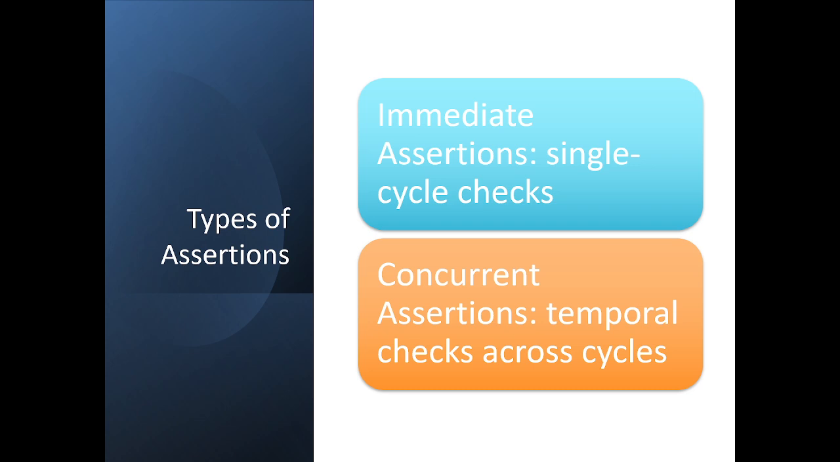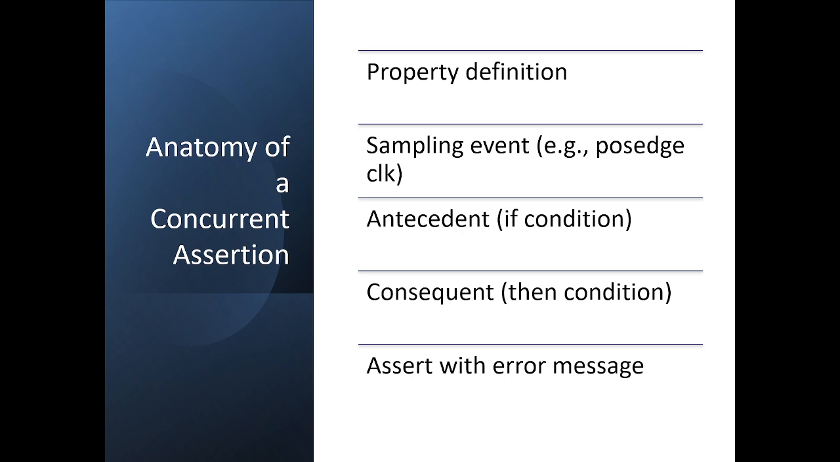As we discussed in our previous lecture, there are two types of assertions: immediate and concurrent. Immediate is a simple assertion, and concurrent is a multi-cycle behavior assertion, which is I think more common. A concurrent assertion has a structure: a property, clock event, antecedent, consequent, and also an action. Together, they describe temporal behavior.